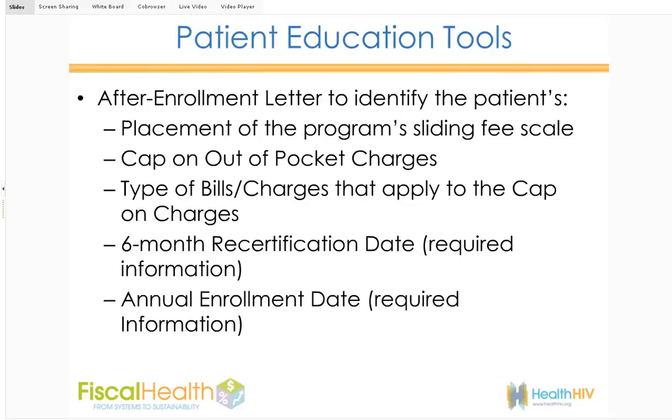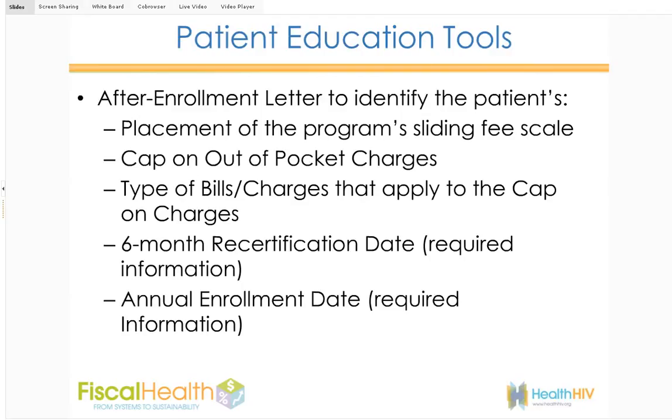But what we started doing was walking them through the process, helping them complete the enrollment application, and then either providing them a letter on site if they provided all the information, or sending them a letter at home that states, this is the information we received from you, this is the income that we received. Based on this is your sliding fee scale, this is your cap on out-of-pocket charges. We identified the dates that they would need to recertify and re-enroll.